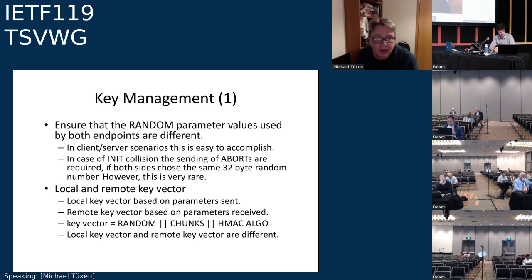From that, you create a local and remote key vector, basically by concatenating the random parameter, the chunks parameter, and the HMAC algorithm parameter. The local key is based on the parameters you send, the remote key is based on the parameters you have chosen. So both sides have a local and remote, and the local of one side is the remote of the other. And in this case, they are different because the random parameters are different. Next slide.